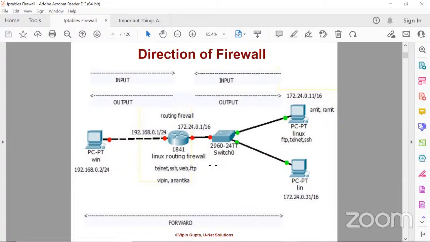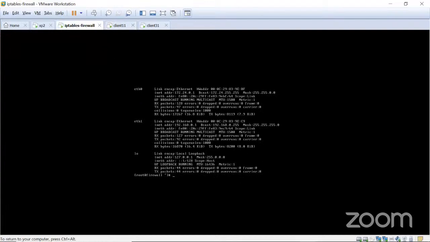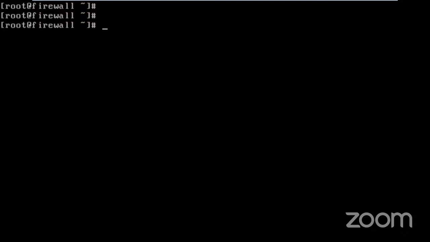So let me go to the first case. In the first case, I want that this system should not be able to access anything on this. So let me write the rule. I will go to my practical. Now where do I have to write the rules? In this firewall. So let me write the rules, iptables. This is the name of the file.